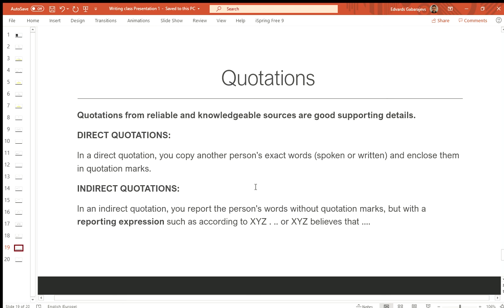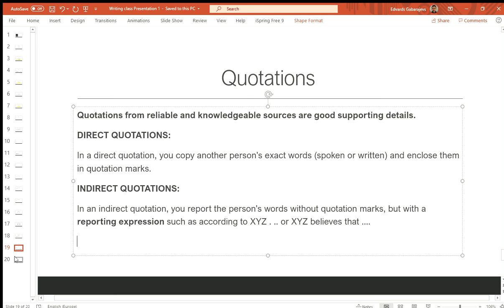Also, when we use quotations, there are two types of quotations: direct quotations and indirect quotations. With direct quotations, you copy a person's exact words, spoken or written, and you present them, so you enclose them in quotation marks. And indirect quotations are when we paraphrase or report somebody's words using reporting expressions such as according to someone or someone believes that. Again, refer to the handout. It has a bit more information about this.